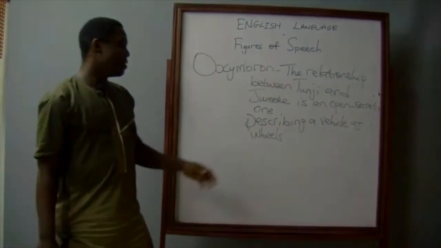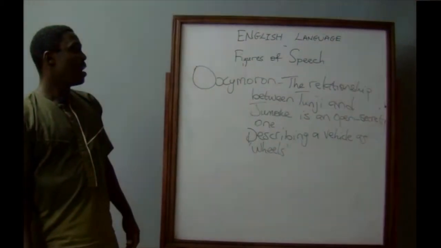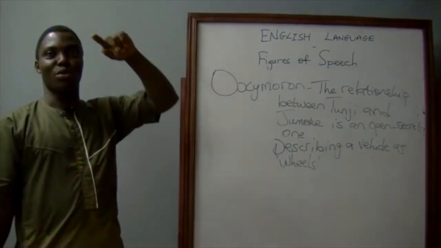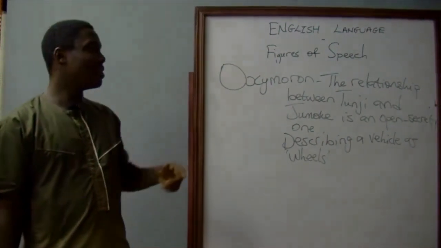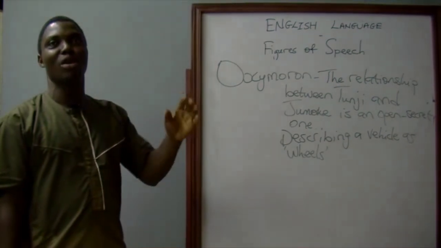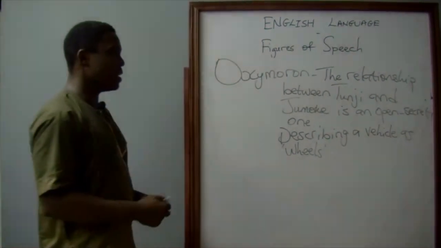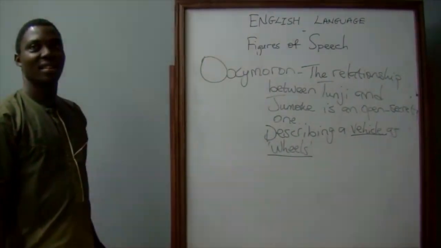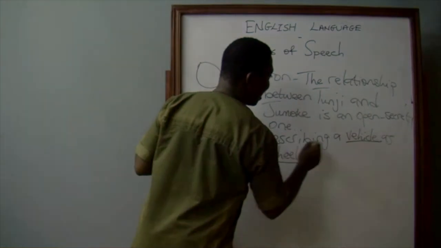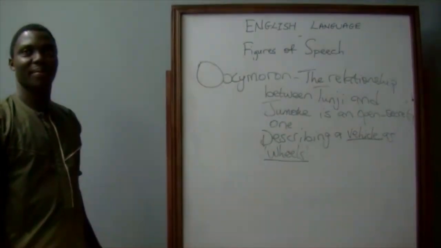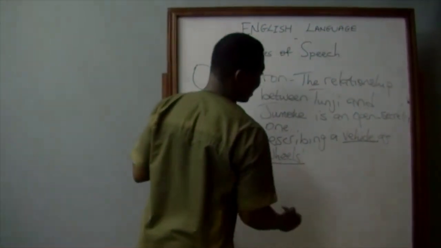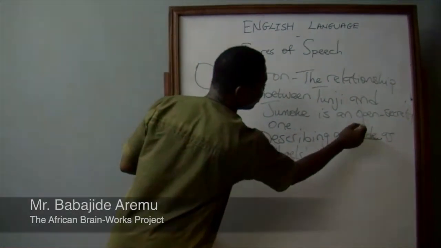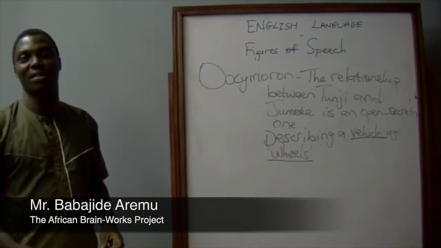Driving this home, describing a vehicle as wheels, you can say the man in the vehicle has his wheels on slow motion. We are describing vehicle, we are also describing wheels. Both of them are the same, and they connote that this same vehicle is also the wheels, but this is a part of this, and so it sounds oxymoronic.